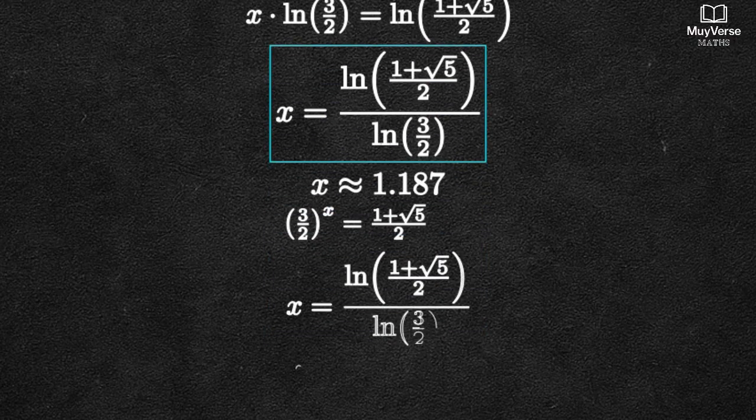Recap. We divided by 4 to the x, simplified to a quadratic in y, solved the quadratic, kept the positive root, and used logarithms to isolate x. Our final answer is the exact expression and its decimal approximation.